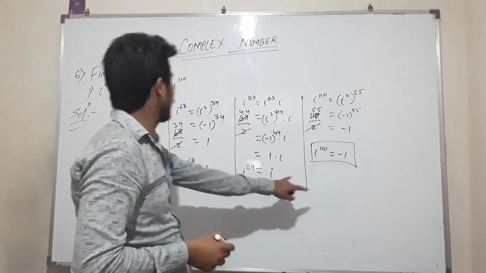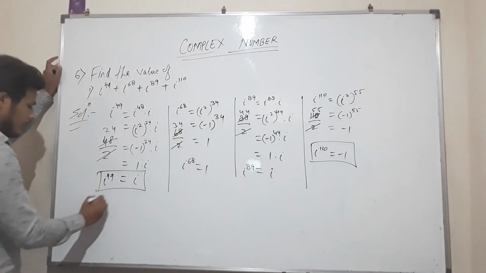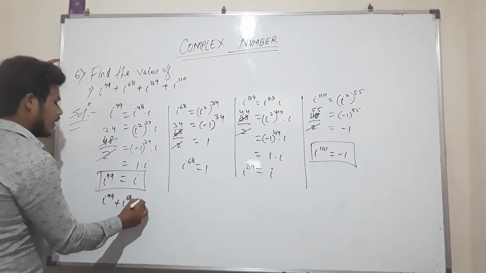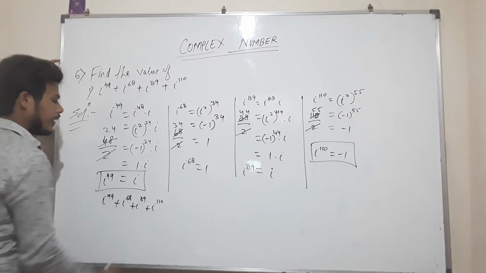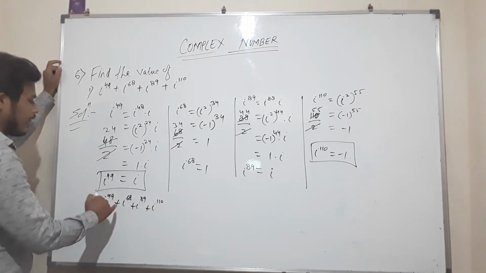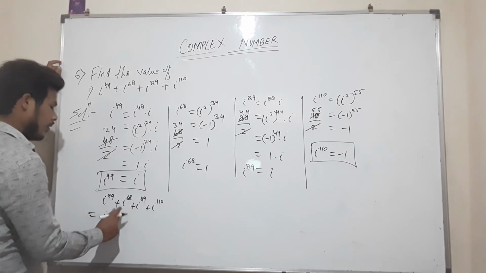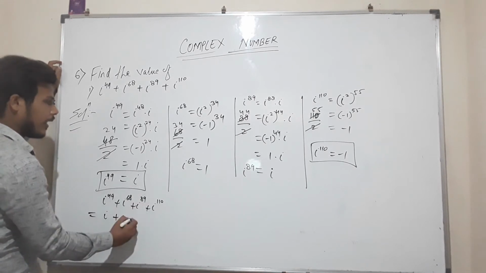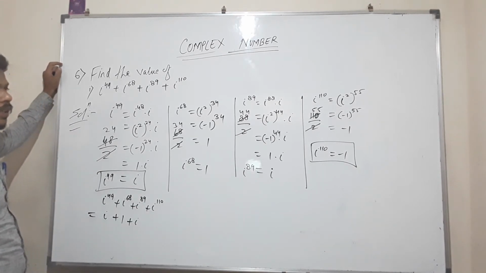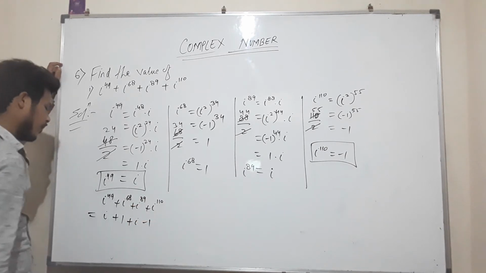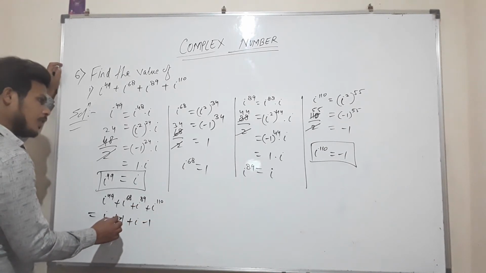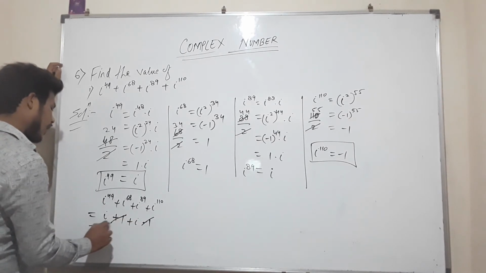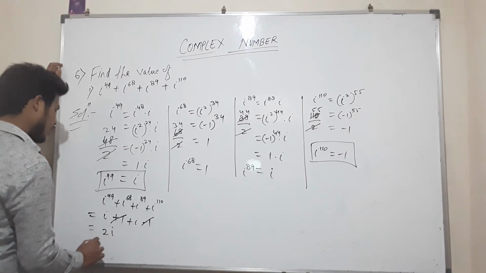Now we will substitute these values in this final equation. I raised to 49 plus I raised to 68 plus I raised to 89 plus I raised to 110. Value of I raised to 49 is I, value of I raised to 68 is 1, value of I raised to 89 is I, and value of I raised to 110 is minus 1. So plus 1 and minus 1 get cancelled. I plus I, that is equal to 2I.